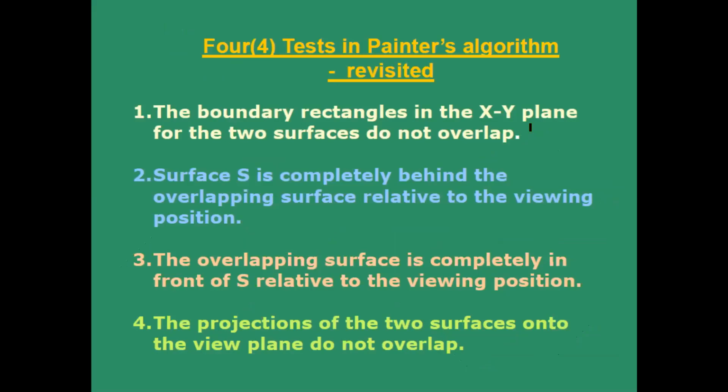So what have we seen? We'll revise all four tests again. The first test is to check the boundary rectangle in the XY plane, whether two surfaces are overlapping or not. Second, check whether S is completely behind the overlapping surface. Third, check whether the surface is completely in front of the overlapping surface. And the fourth condition is to check for projection overlap. If all four tests fail, then we need to reorder the surfaces. And if the surface passes any condition, then we keep the order of that surface and move on. This is how this algorithm works.